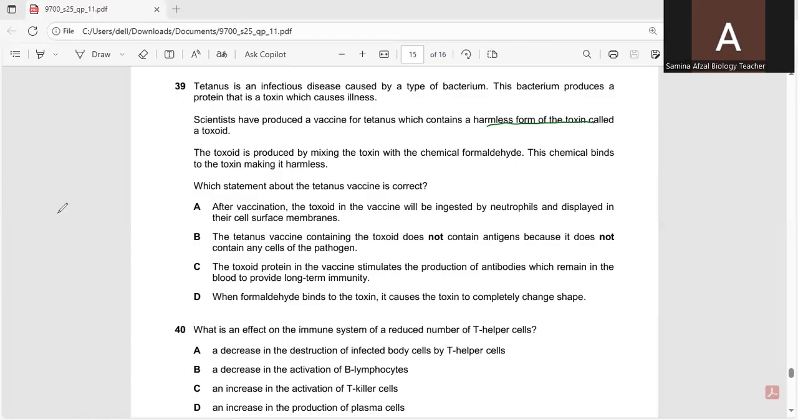First of all, I should explain the toxoid protection. The tetanus vaccine is a toxoid vaccine. It means it uses a modified version of the toxin produced by the bacteria. This toxin, called tetanospasmin, is responsible for the disease symptoms such as muscle spasm and paralysis.